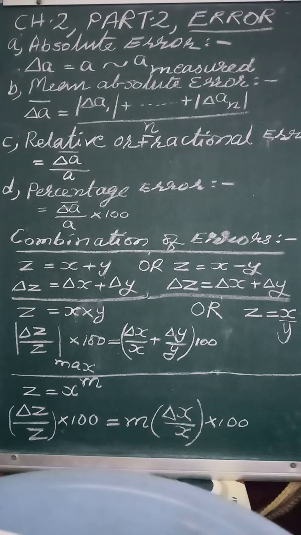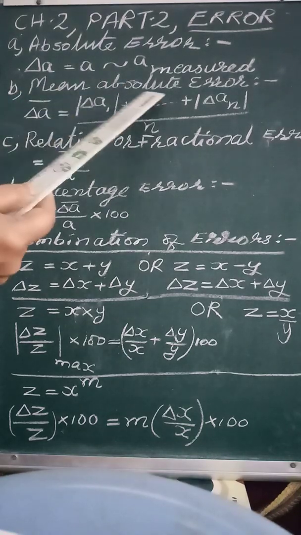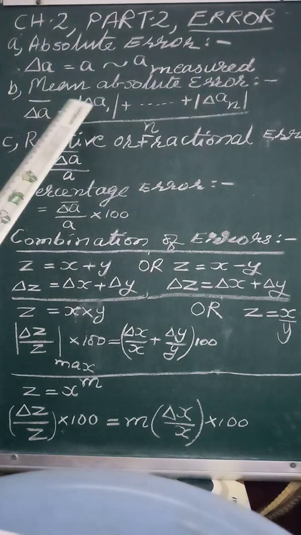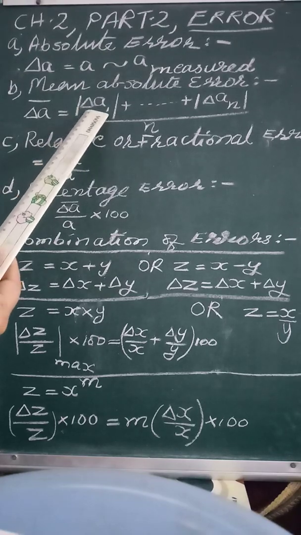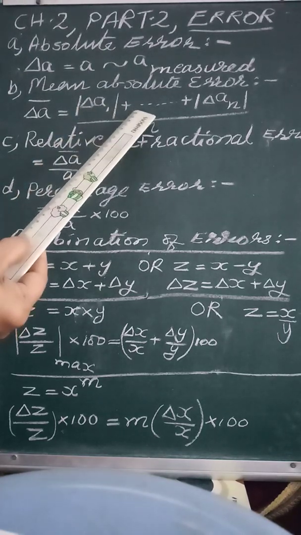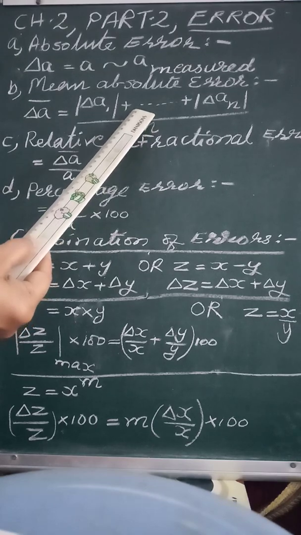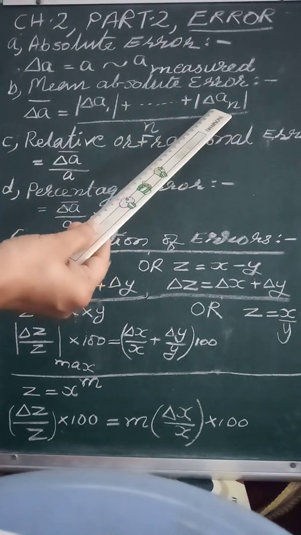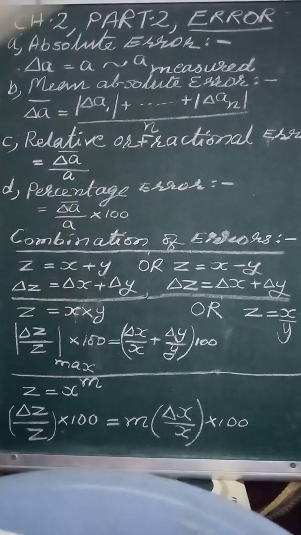The next type of error is mean absolute error. Suppose there are n persons taking the same measurement. They are calculating the same value. The first person has got the absolute error delta A1. The second person has got delta A2, and so on. The nth person has got the error delta An.